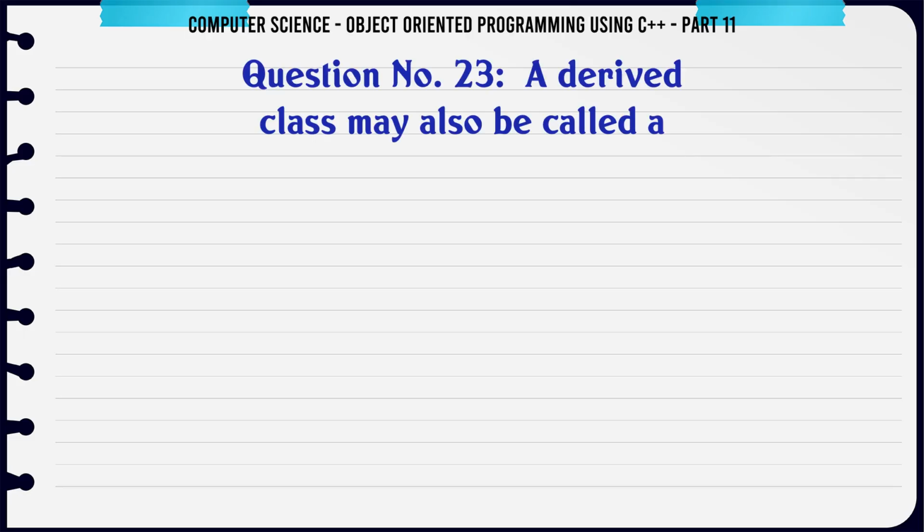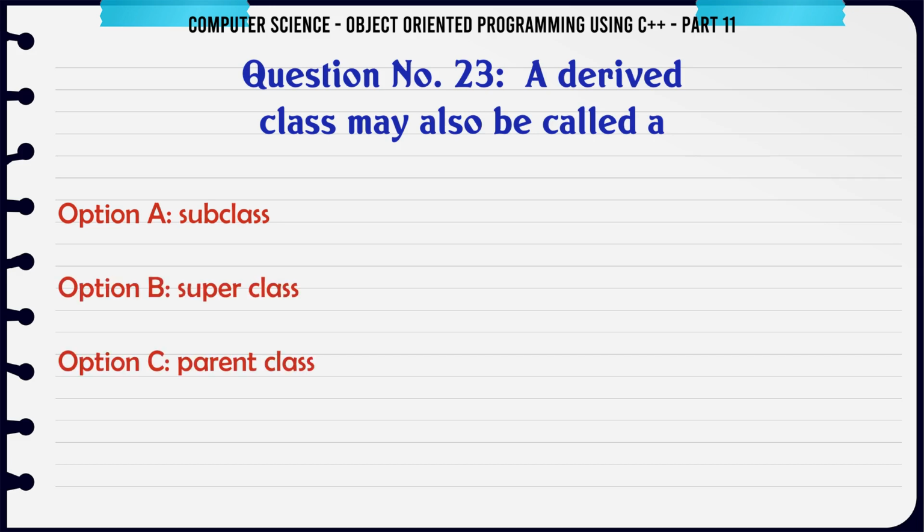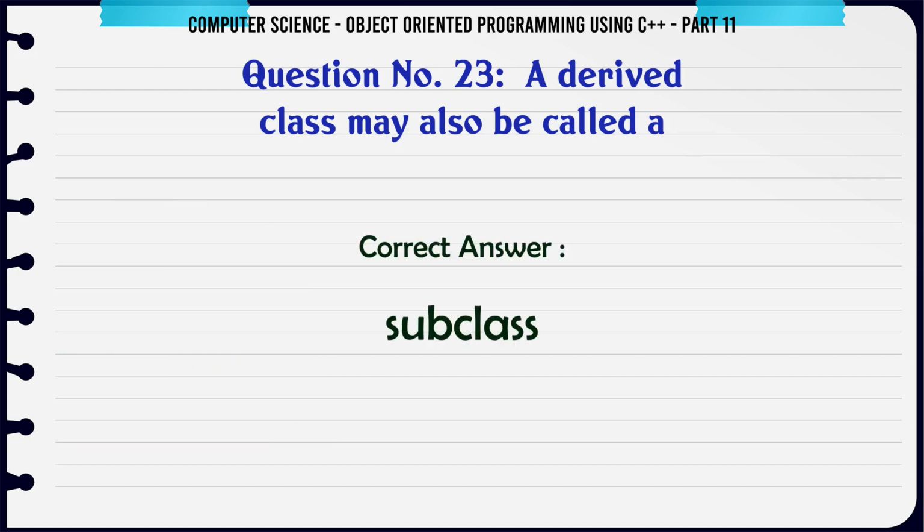A derived class may also be called a A. Subclass. B. Superclass. C. Parent class. D. Derived class. The correct answer is subclass.